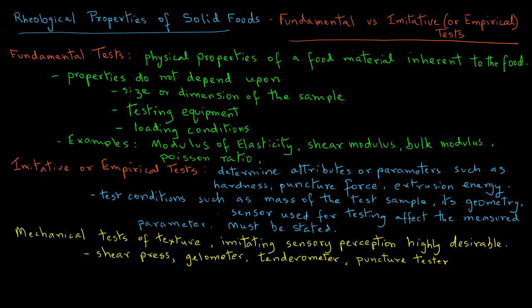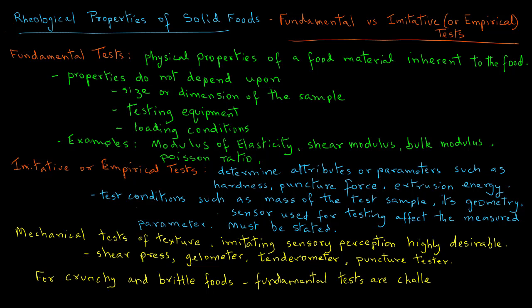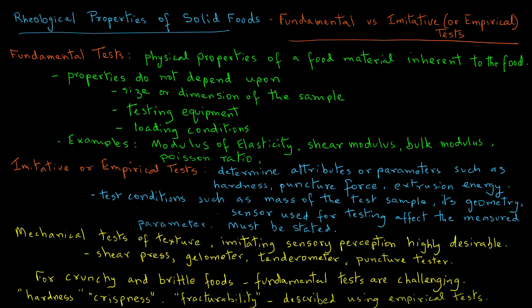So the question may come up, why don't we just use fundamental tests? Well, for some of the attributes, such as crunchy or brittle foods, the fundamental tests can be very challenging. Therefore, in determining certain attributes of foods, we can get good correlations between values obtained from sensory tests and the ones that are measured using imitative tests. So we use terms such as hardness, crispness, fracturability. These are more commonly described using empirical tests.